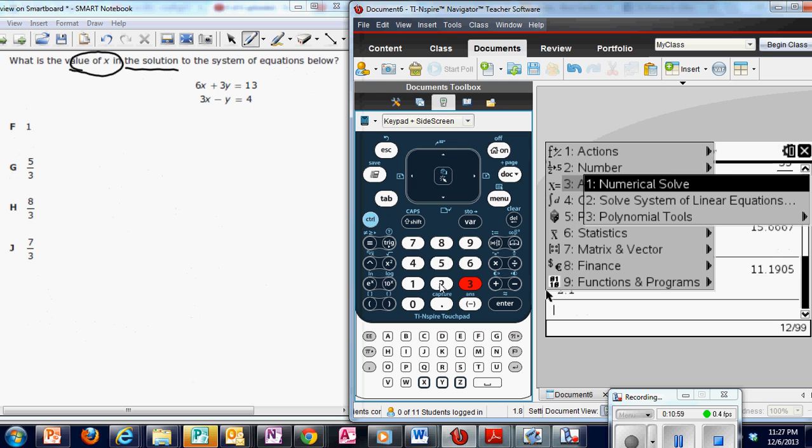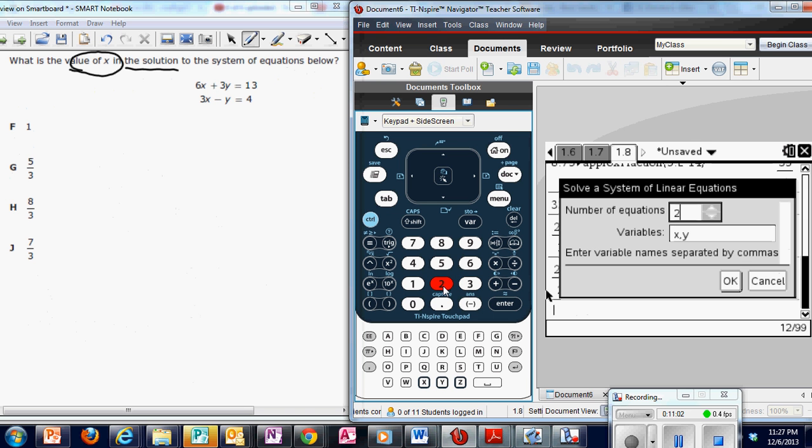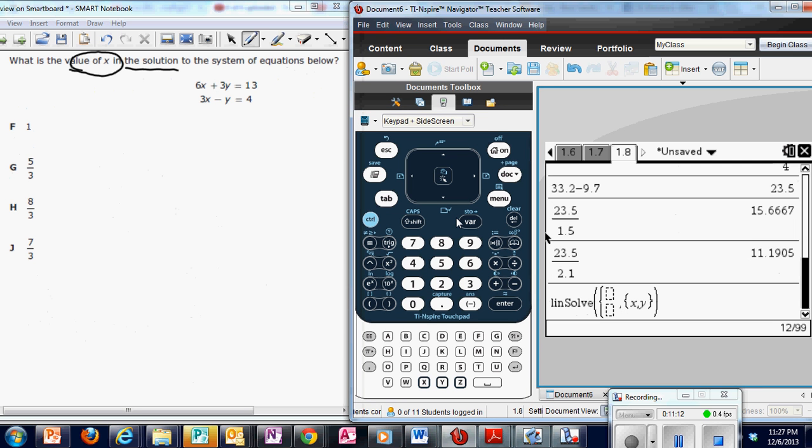And if you saw in a previous video, we did this with one equation, but now we're actually going to utilize 2, so we don't have to change anything. We'll just tab to OK or use the touch pad and go to OK, and we'll type the two equations exactly as is. 6x plus 3y equals 13. Then arrow down, 3x minus y equals 4.